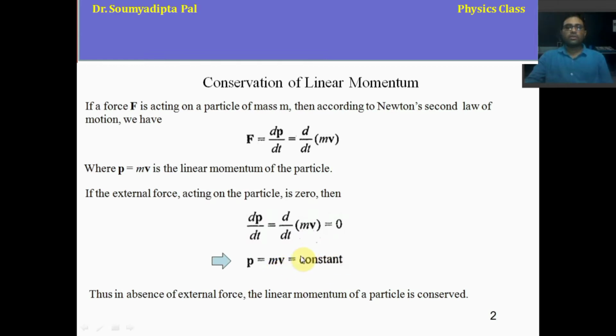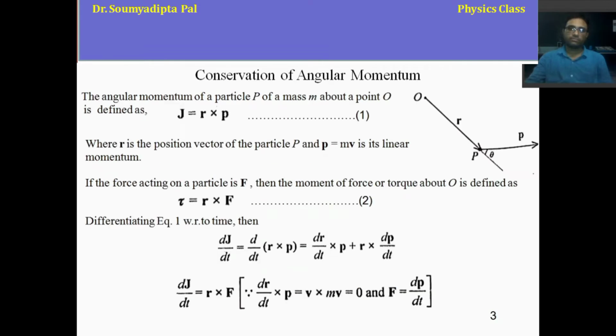So in the absence of external force, the linear momentum of the particle always remains the same, that is, it is conserved. So this is the conservation of linear momentum.